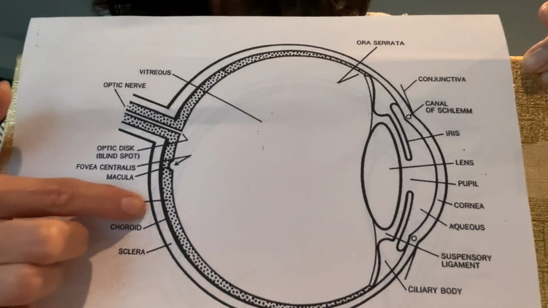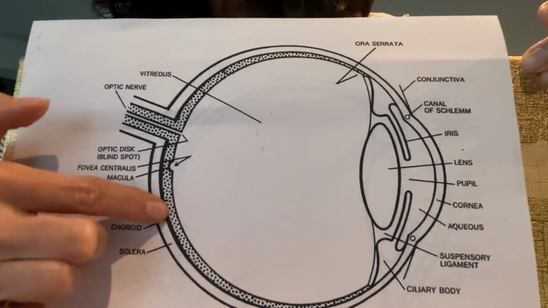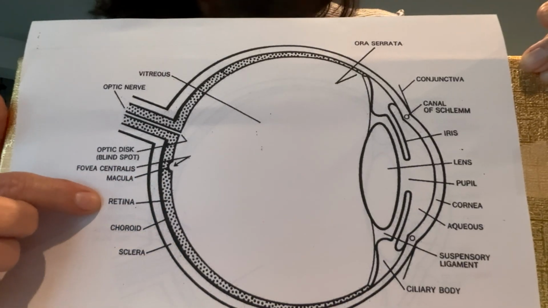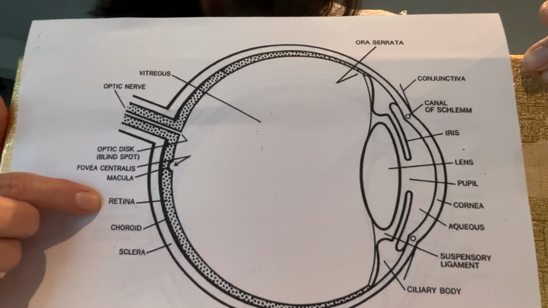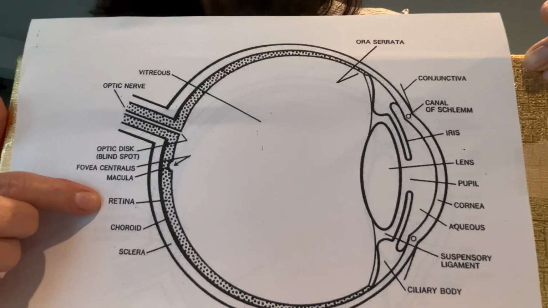Next, we have the retina. The retina is the inner lining of the back chamber of the eye, which contains photoreceptors, which are your rods and cones that receive light rays. They convert these light rays into electrical impulses.